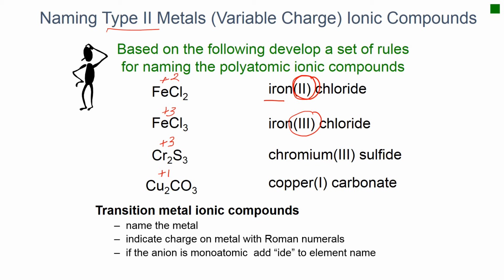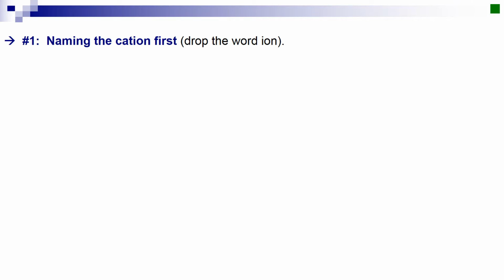So then if the anion is monoatomic, you're basically adding the IDE, like sulfide, chloride, okay. And if you're dealing with a polyatomic anion, you're naming the ion. Okay, carbonate, done. So I think it's a good idea to give them a list of rules spelled out. I'm sure they kind of got the idea of it now, but let's get them spelled out.